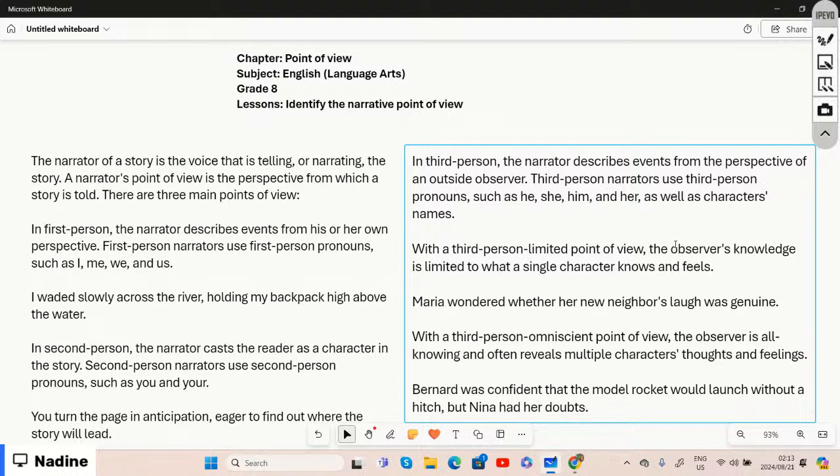All right. If we look at an example, it says, I waded slowly across the river, holding my backpack high above the water. And there we start with the narrator's own perspective, the narrator's point of view, by starting with, I waded slowly across the river, holding my backpack high above the water.